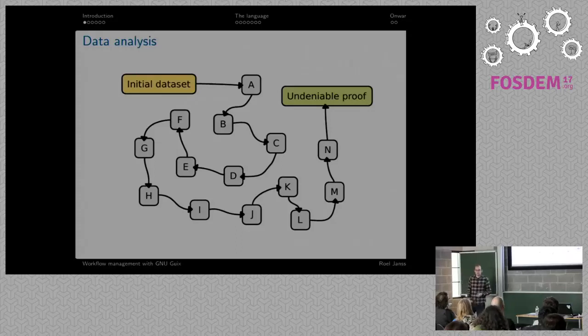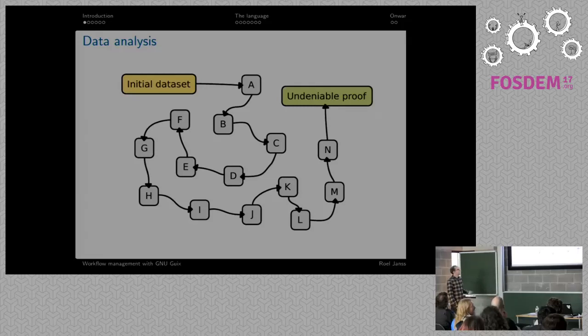To understand what I'm trying to achieve: I'm now working at an institute where we are doing data analysis. So we have some initial data set, the yellow node here. And then through running programs on it, we try to extract information from it, filter the information, or get useful research results from it. And eventually, we want some undeniable proof for our theorem or for whatever.